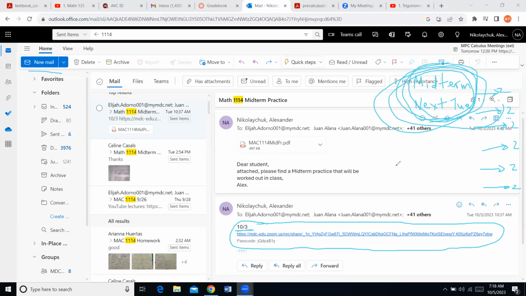But please do this in 2 separate emails. So if you send me your homework, send it separately. The midterm, call it midterm and send it separately. So this way I'm not going to mix anything.